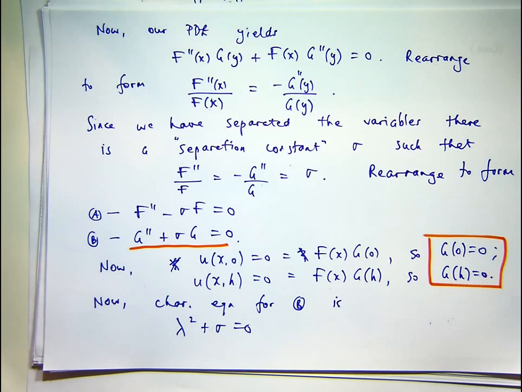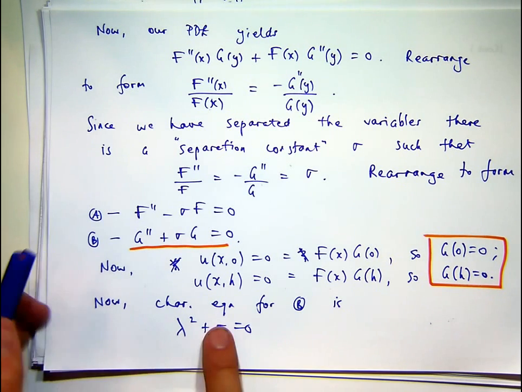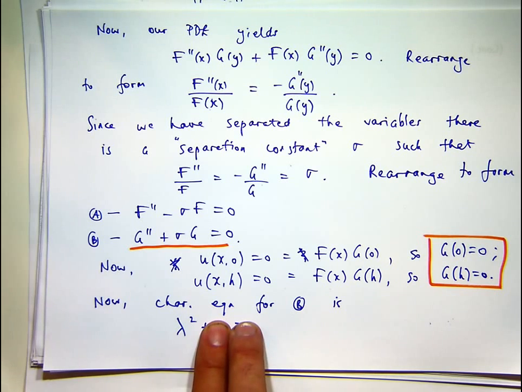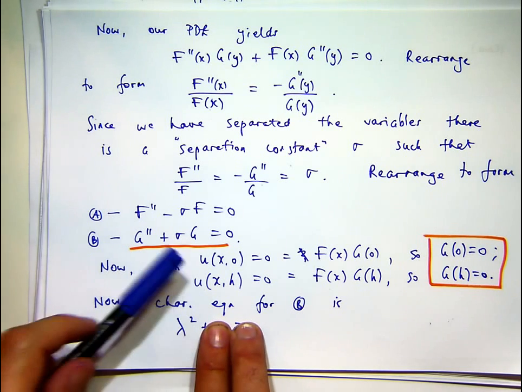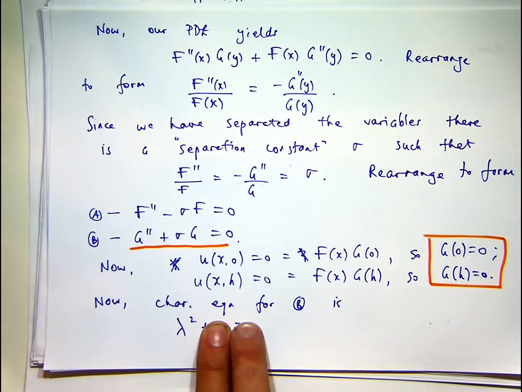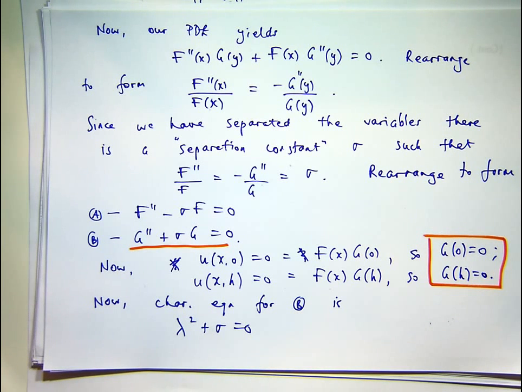Okay, so the simplest case is probably when sigma is 0. When sigma is 0, well, we get lambda 0, so real and equal roots. But if you just look up here, you'll have just G double prime equals 0. So you integrate that twice to get something like Ay plus B, where A and B are constants. Okay, so that's the simplest case.